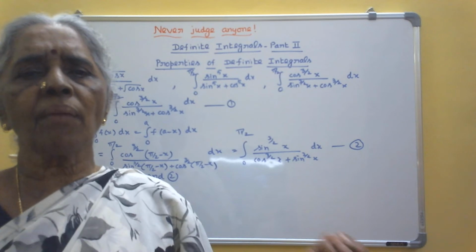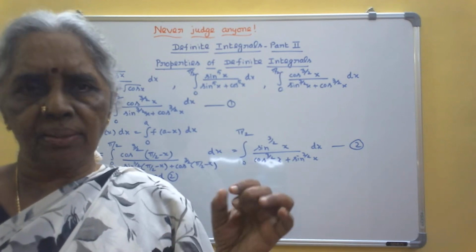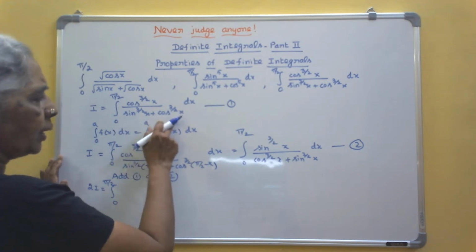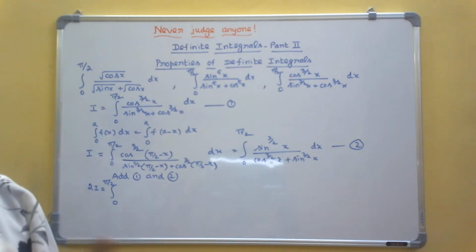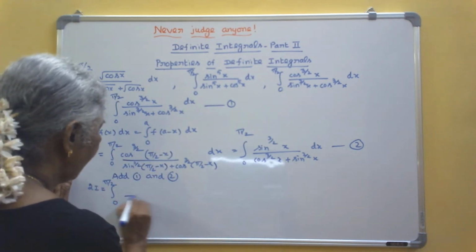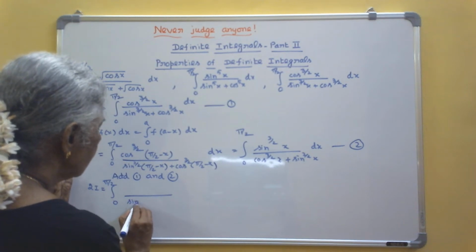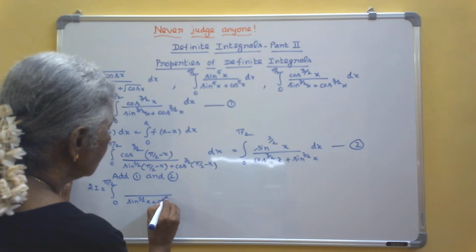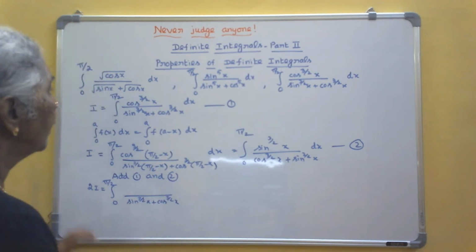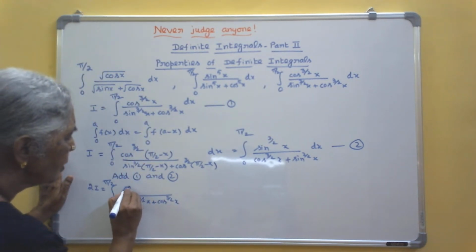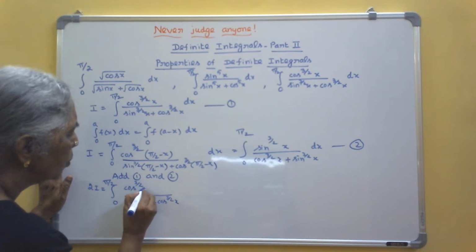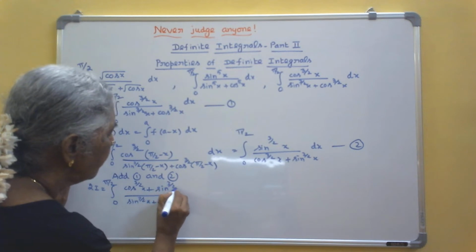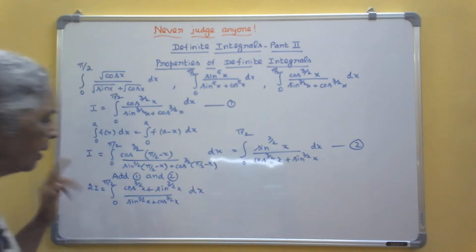Okay, because you have a common denominator, you can straight away add the numerators. So whichever order you write, whether sine first or cos first, that doesn't matter. So let me write the denominator: sine power 3 by 2 x plus cos power 3 by 2 x. Then here the numerator is cos 3 by 2 x. Here the numerator is sine 3 by 2 x, then dx.